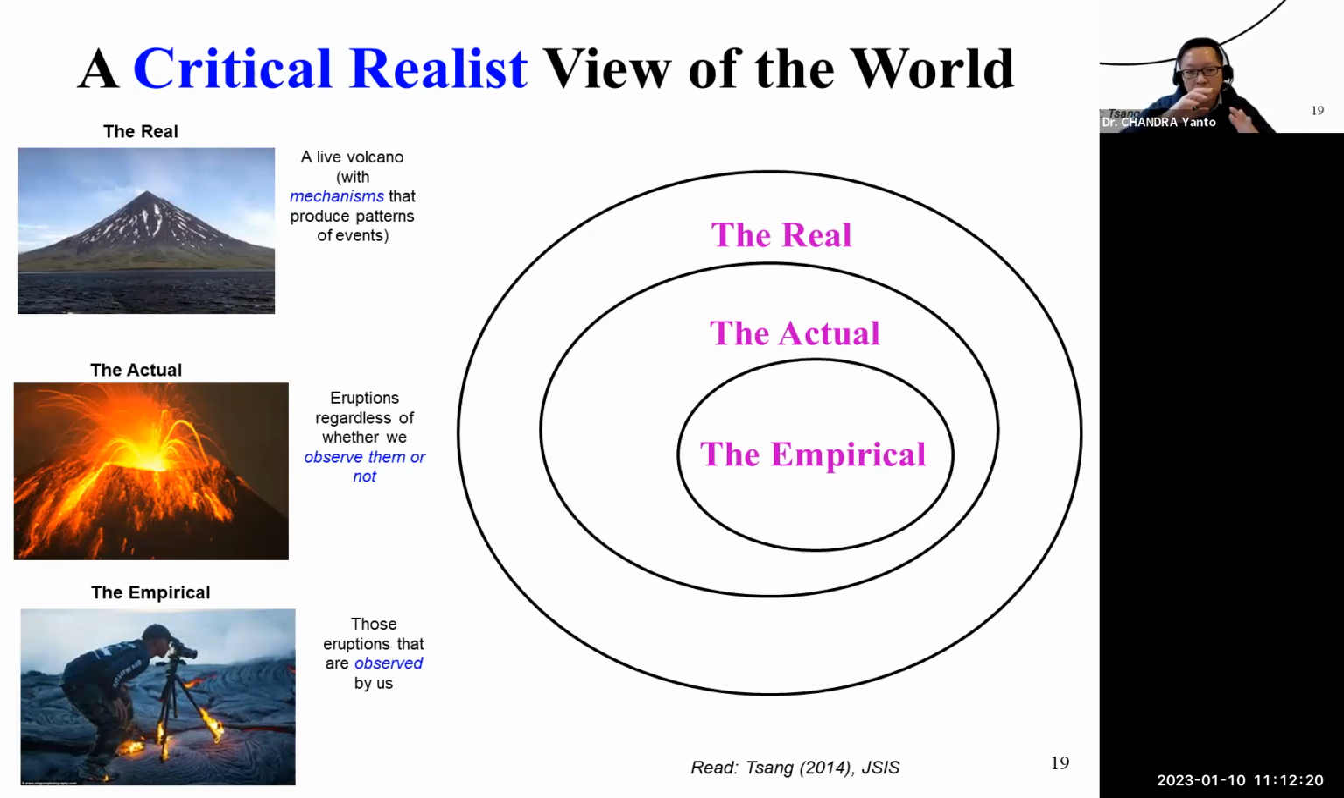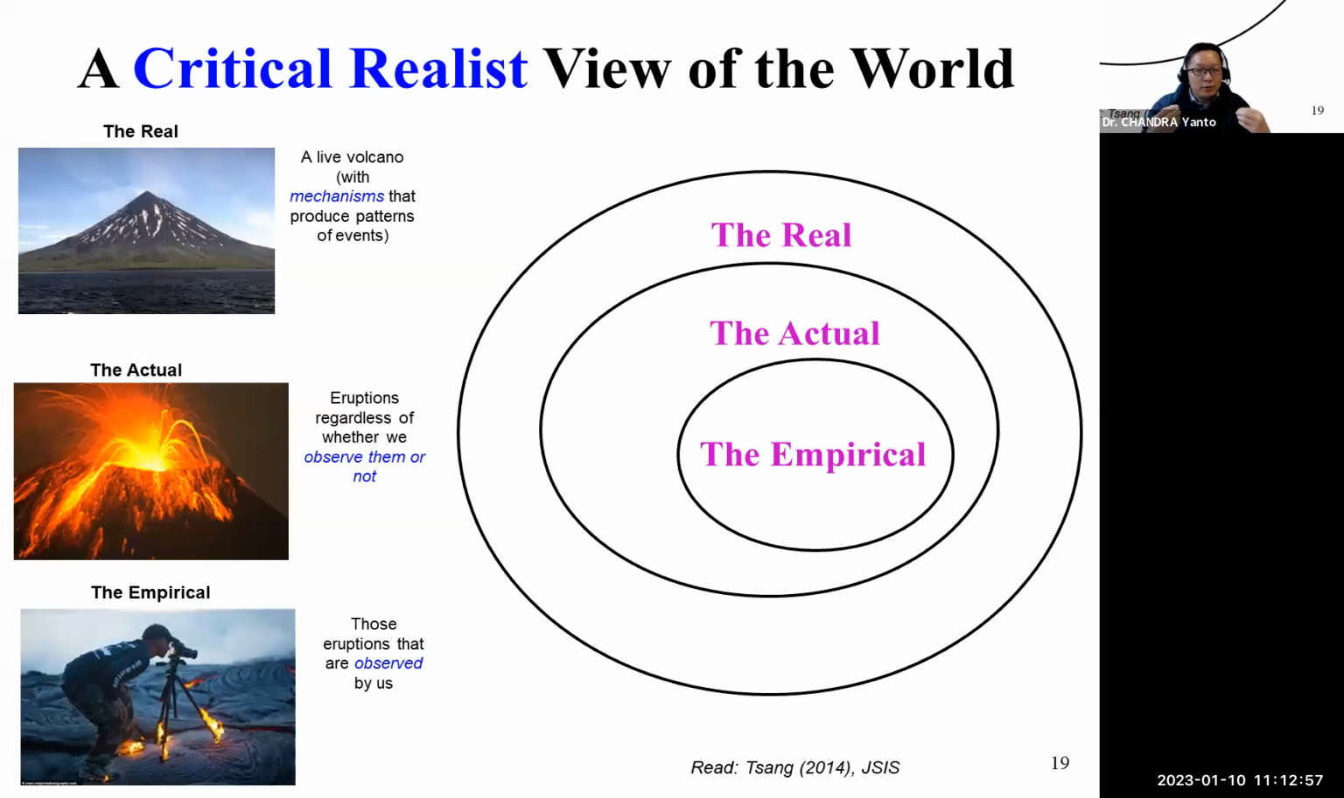So yeah, in critical realism, they look at reality in terms of different layers. For example, reality is something that sits out there, like a mountain, a volcano. Inside the volcano, there are mechanisms that we cannot see, right? That's called the real. And then there's the actual. The actual is something that really happens that we may or may not see. For example, if the volcano is erupting some lava, we may or may not see it, right? We are not always there to see it. So that's called the actual.